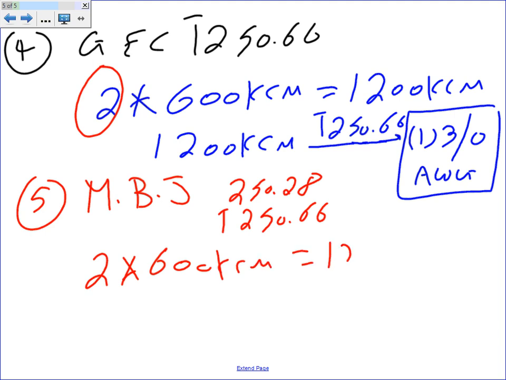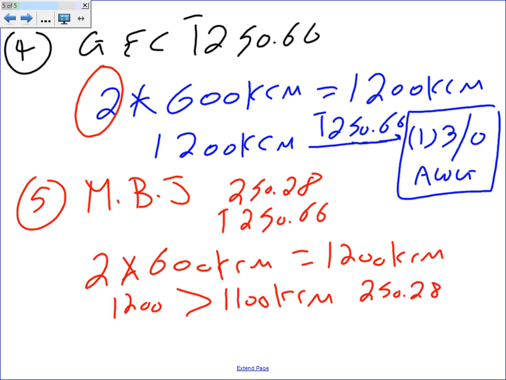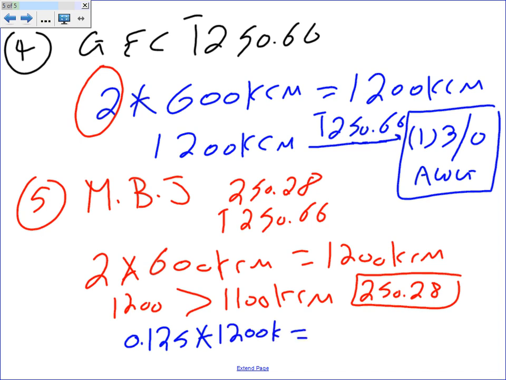kcm equals 1200 kcm. Since the 1200, guys, is more than 1100 kcm from 250.28, I need to do the following. I need to take 0.125 multiplied by 1200 kcm. What's the answer for this? Chris, did you get the 1200 kcm times? Everybody knows where the 0.125 came from, the 12.5%. Thank you. 150 even? 150 kcm.